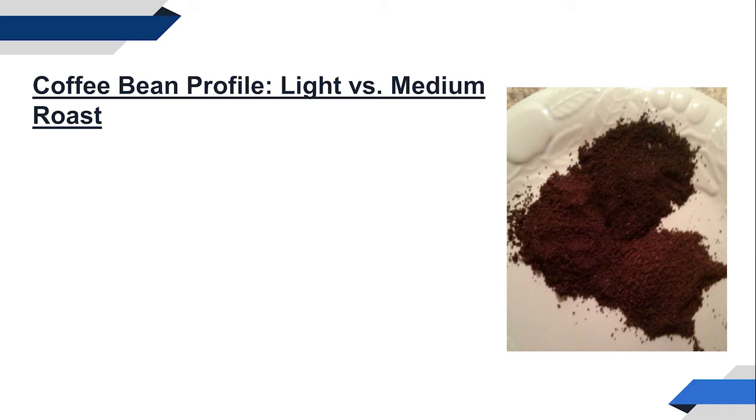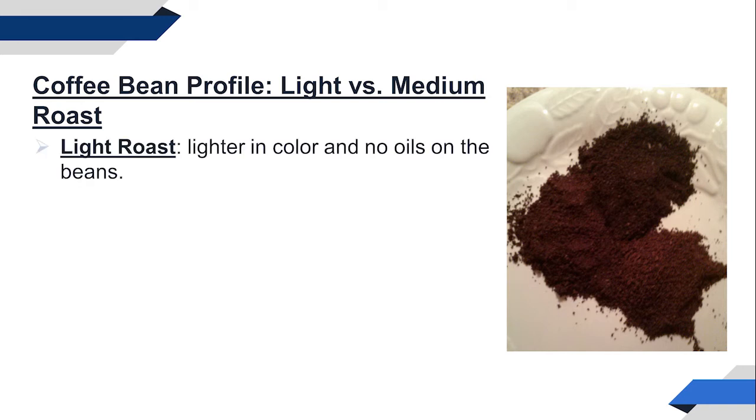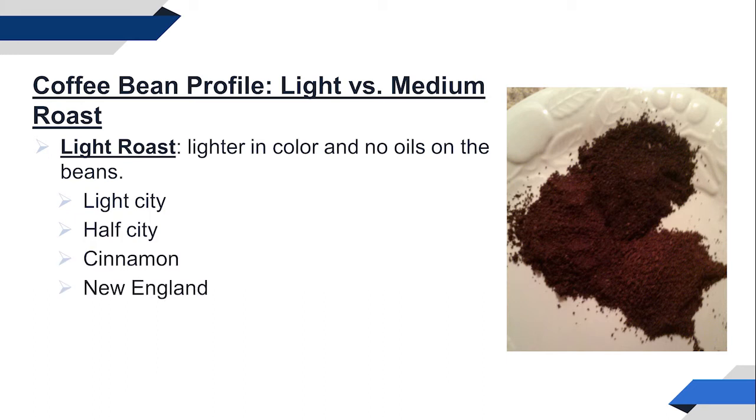Now, what are the characteristics of a light roast? The light roast will be lighter in color. There will be no oils on the bean. And again, it's good to know what other names they are referenced by. So for a light roast, if you're going into Target or Kmart to pick up coffee and you see something that says Light City, Half City, Cinnamon, or New England, those terms are referring to light roasted coffee. That's just another terminology for light roasted coffee.